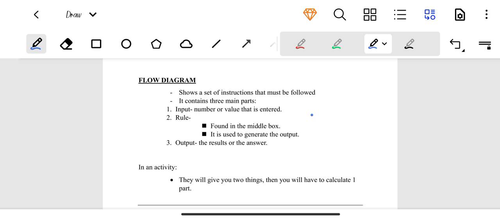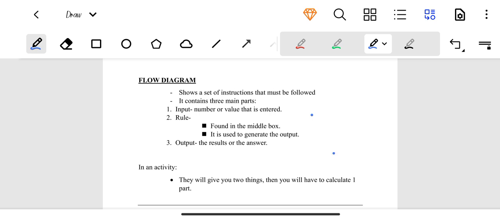With the input, we're dealing with the number that is entering. Let's say, for example, we are looking at how to do something, say how to cook pap. The input is going to be each and every ingredient that is needed to cook the pap, for example the maize, water, and all of those things.